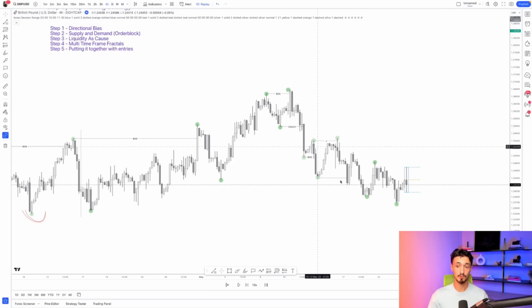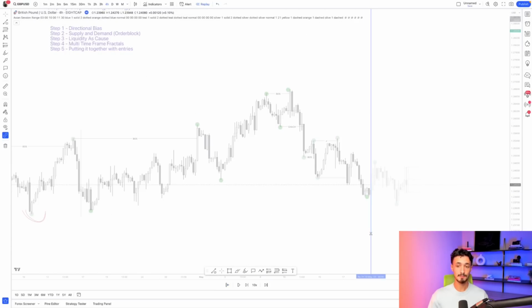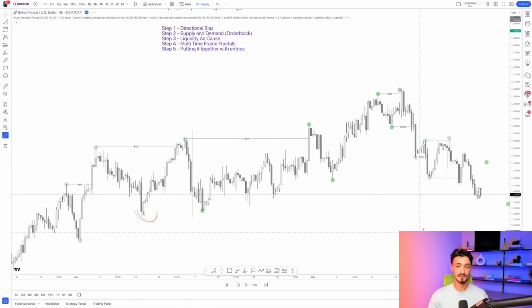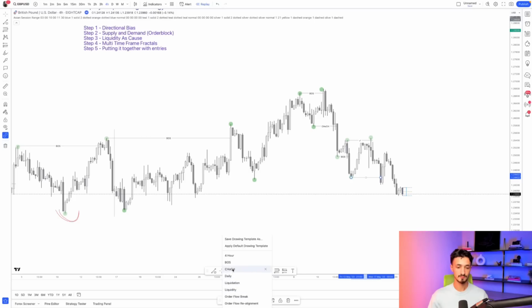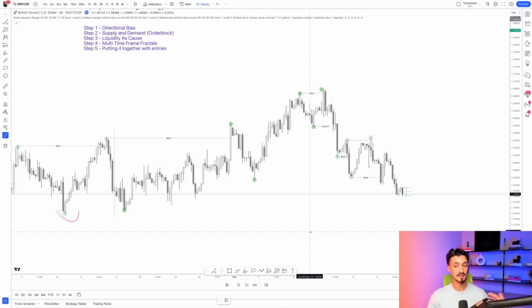And even if I pull price back into here, now let's imagine, hypothetically, that you're not able to see what's going to happen with this right now. So this is the only picture you've got. So we know we've had a break of structure to the downside. So we know that our directional bias is bearish.